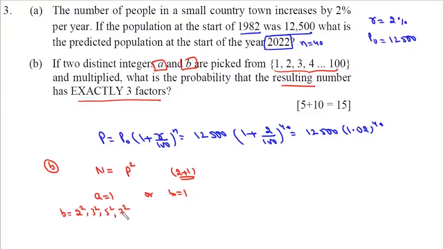After 7 square, the number will be greater than 100. And if b is 1, then a can be 2 square, 3 square, 5 square and 7 square. So this required probability is the total number of favorable cases. The total number of favorable cases we have is 8, and the total number of cases is we can choose A and B in 100 into 99 ways, which is 2 upon 25 into 99, and that is the answer to this question.